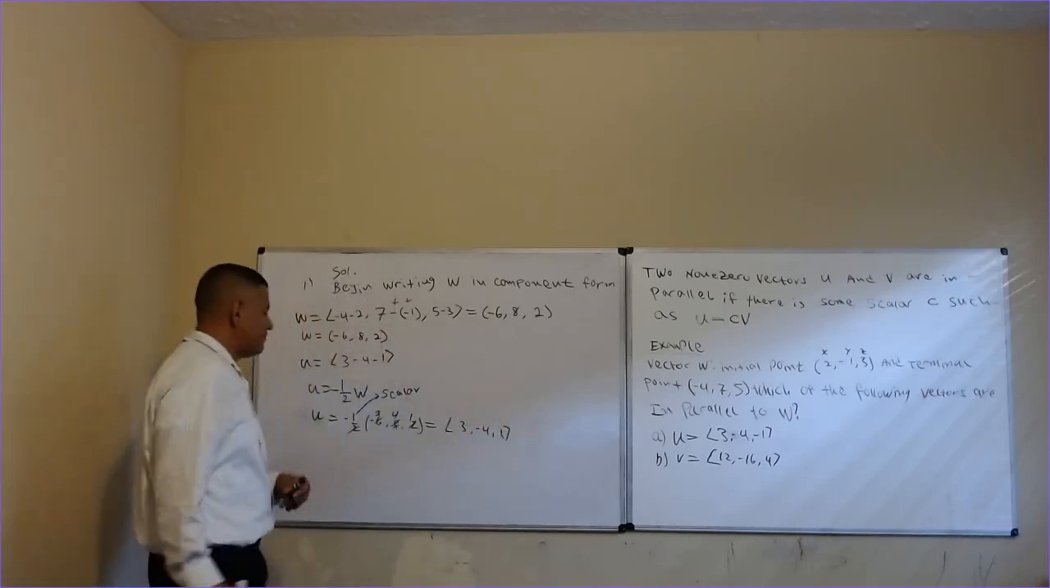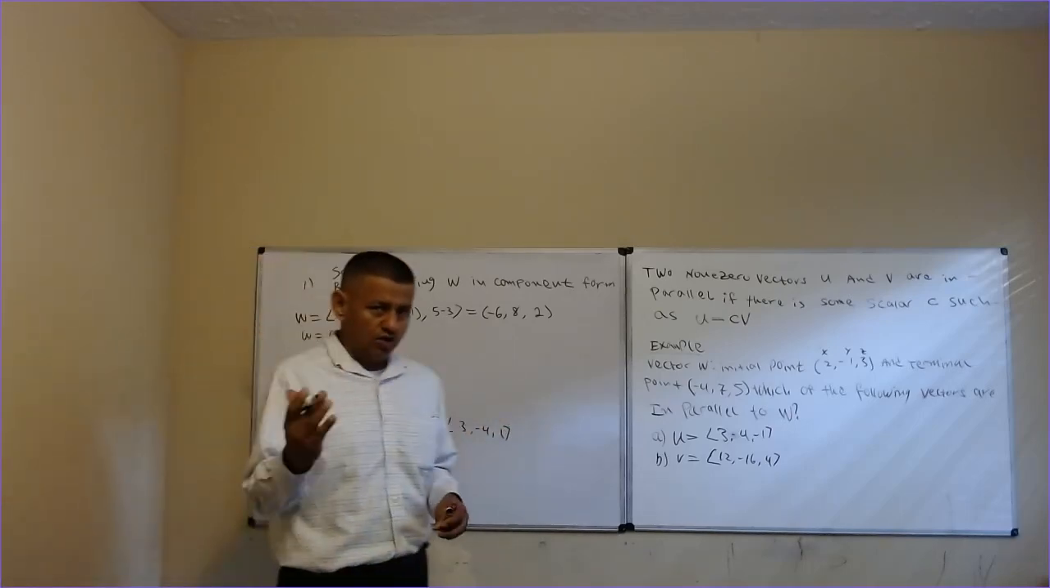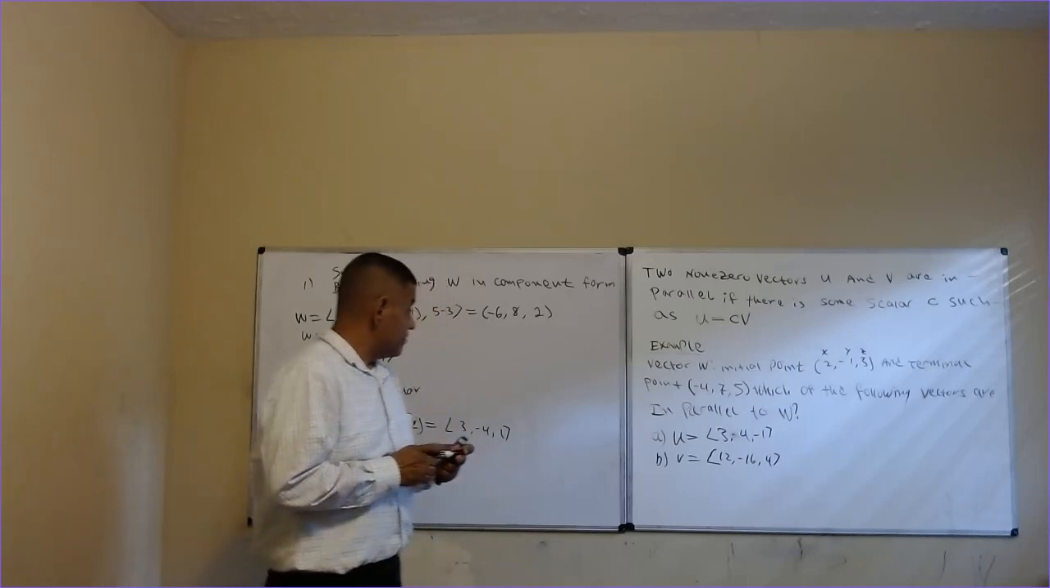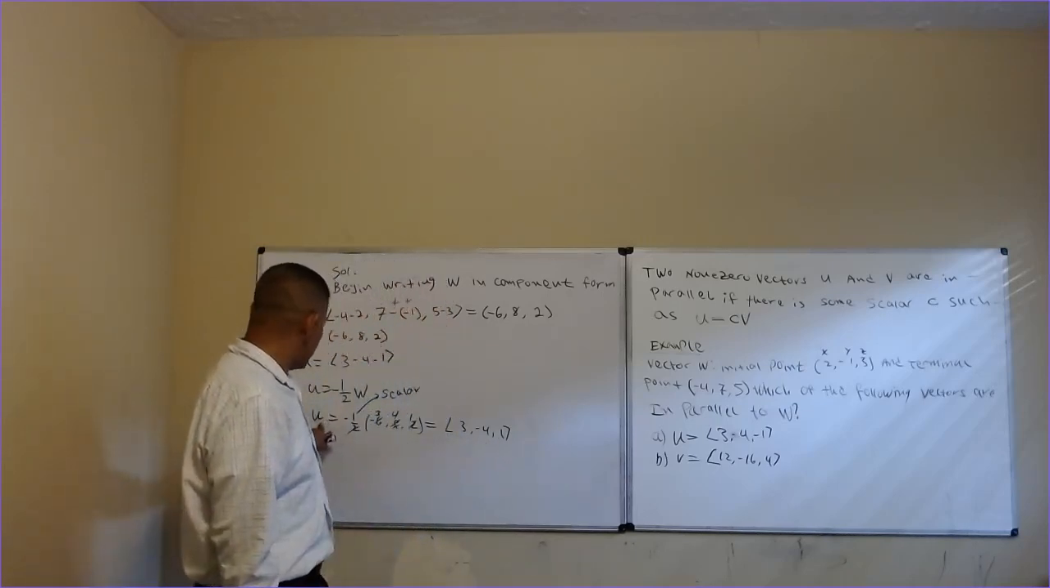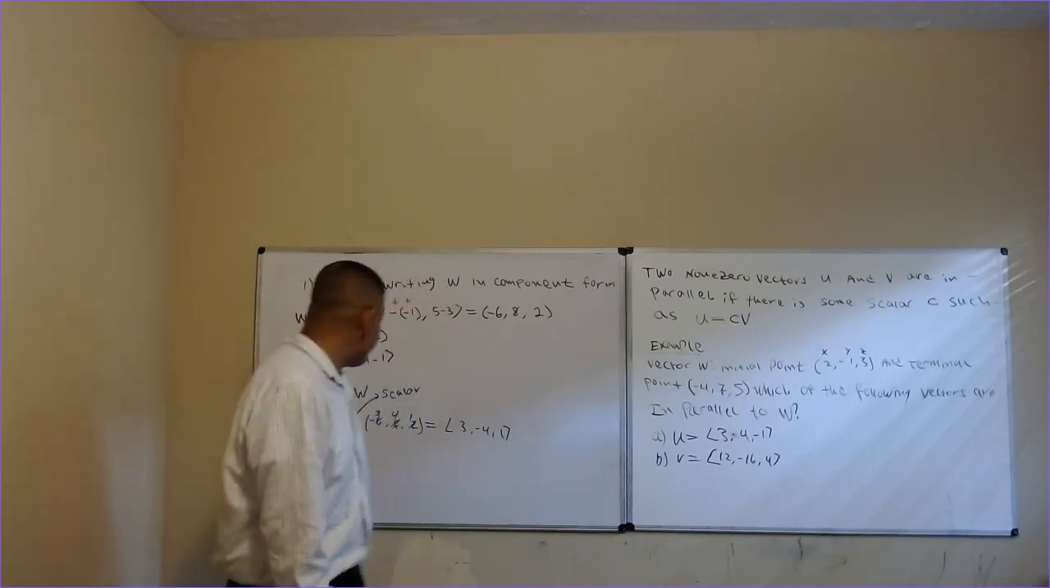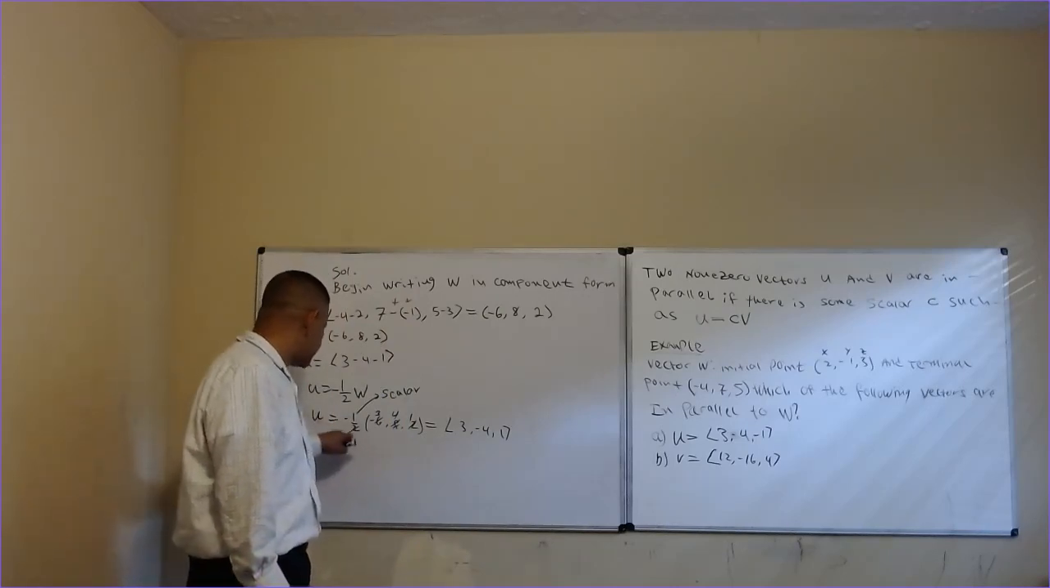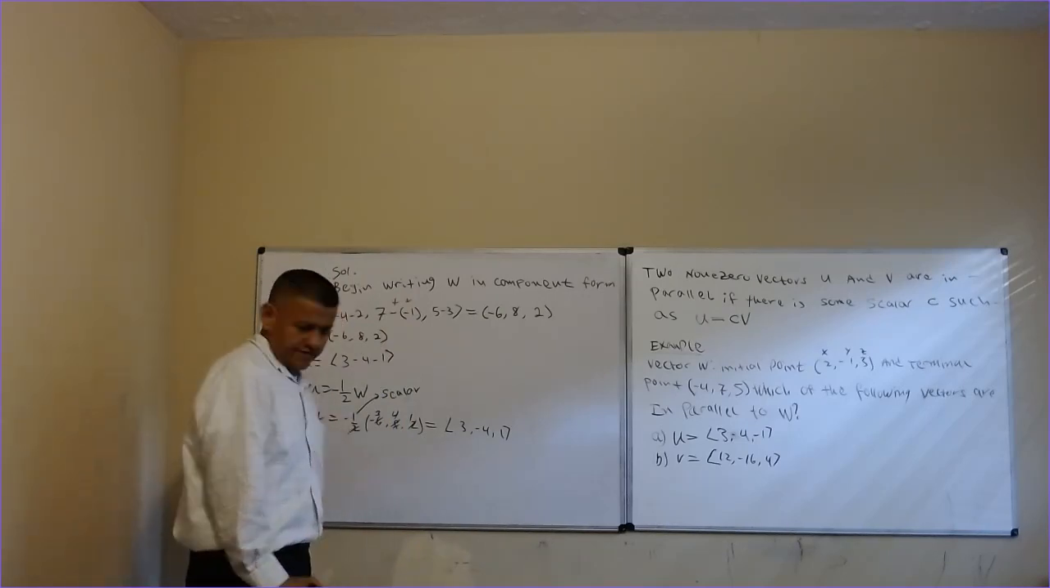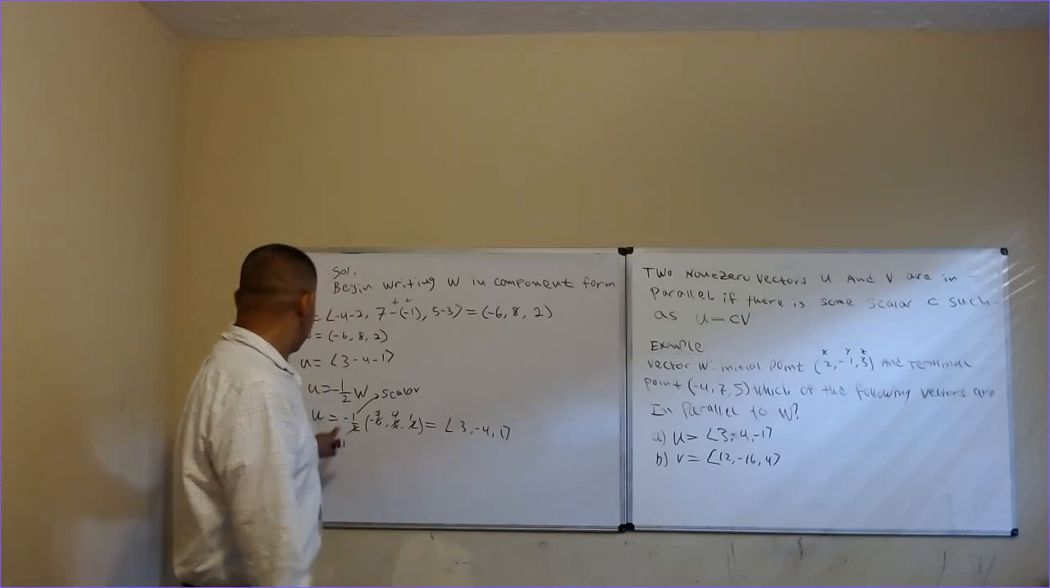Right? So I prove that W is in parallel with U. Why? Because I found the scalar. The scalar number is negative half. Right? Now, this is the scalar, right?